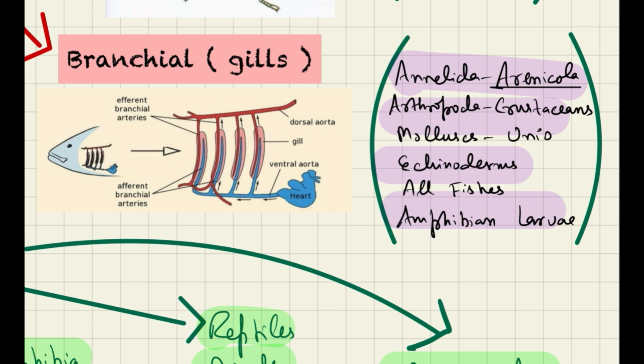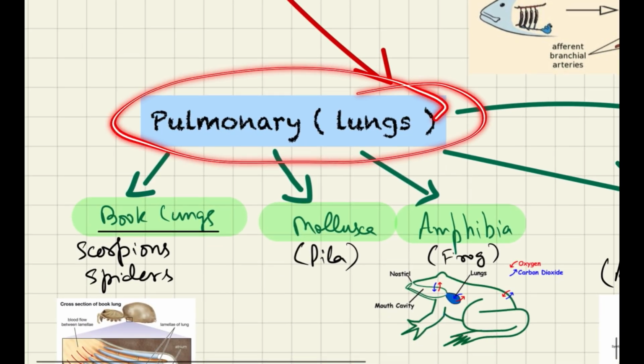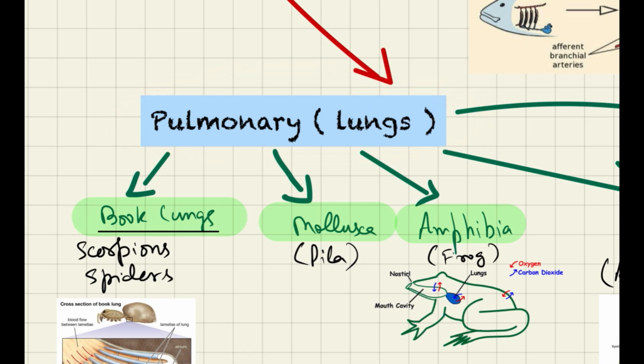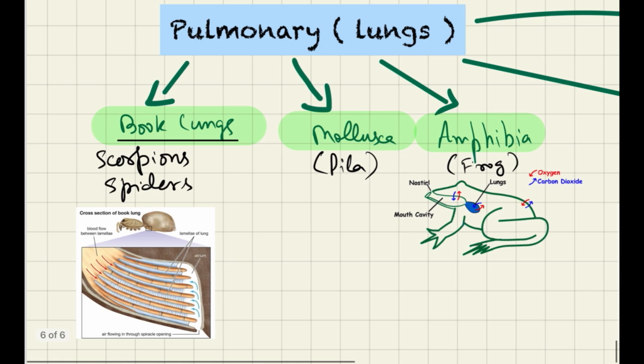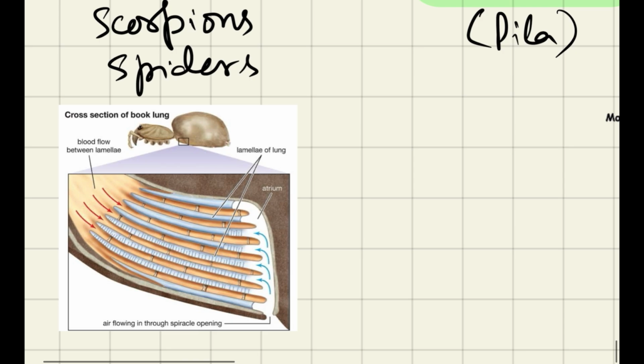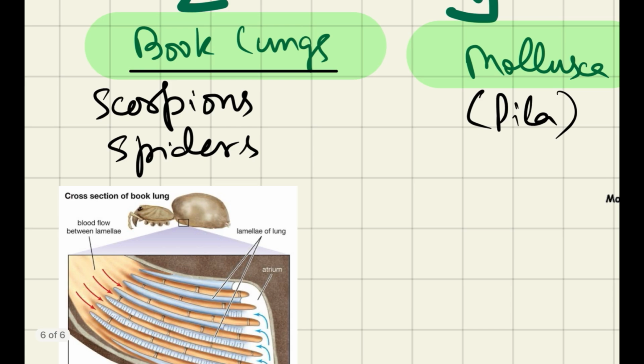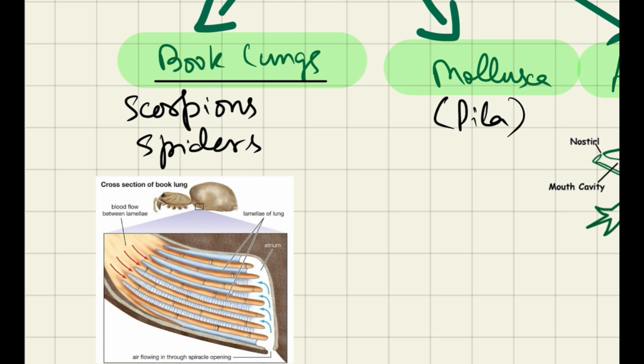Now let's move to the last part, which is pulmonary, which means via the lungs. First is the case of book lungs. As you can see, these are found in scorpions and spiders. The name book lungs itself comes from the structure. As you can see, these are like the pages of a book. So it is important to know that book lungs are structures which are found in scorpions and spiders. These can be asked in the MCQs.